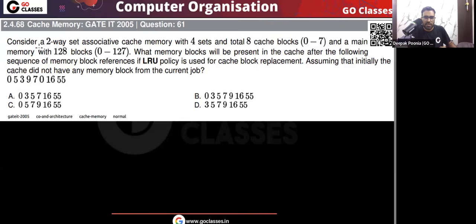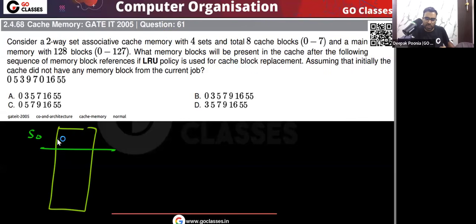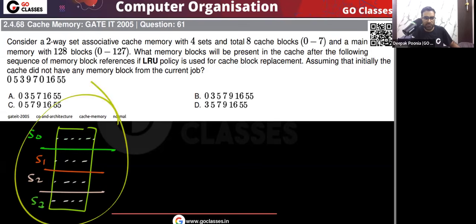So let's see. Initially, remember, we have a two-way set associative cache. The total number of lines is 8. And how many sets in total? You can see we have 4 sets. So for example, set number 0. In this set number 0, there are two lines because the cache memory is two-way set associative, means in every set there are two lines. So remember we have set 0, set 1, set 2, and set 3, and in every set there are two lines. So in total we have 8 lines, but there are 4 sets.